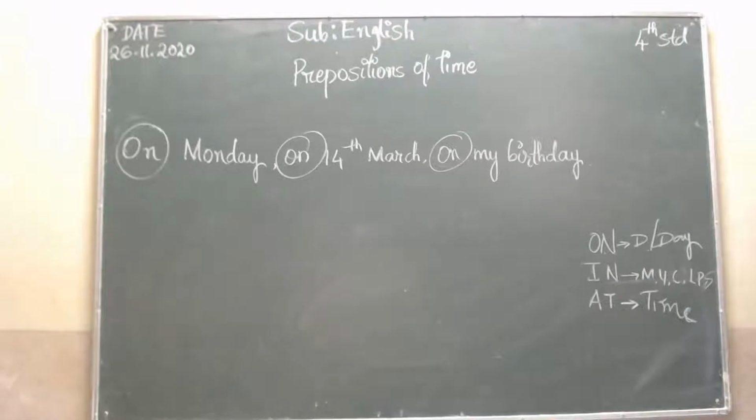Monday is a day. To talk about a day, we use on. 14th March is indicating the date, so we have used on there. On my birthday is also a day, so we have used on.